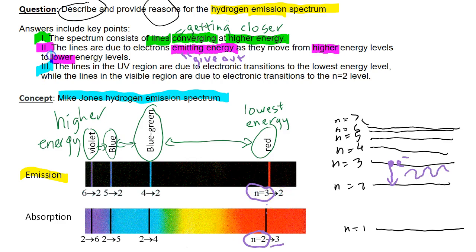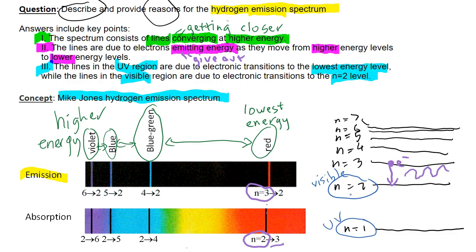Finally, the third key points of the answer, the lines in the UV region are due to transition to the lowest level, versus lines in the visible region are due to transition to n equal 2 level. So this is something you just have to memorize, that everything moving down to n equal 2 level will give you a color lines that you can see visible. Any transition all the way down to n equal 1 will give you a UV region.